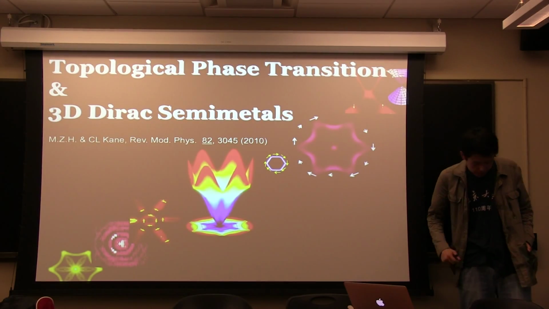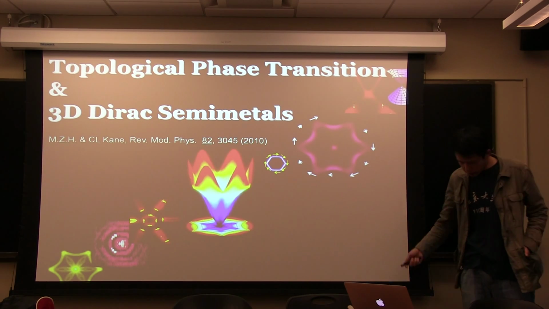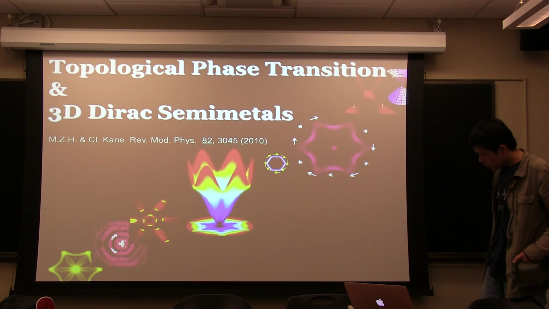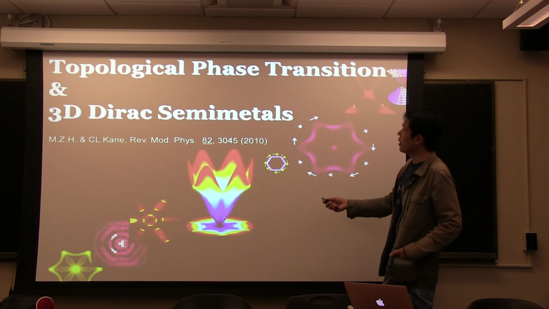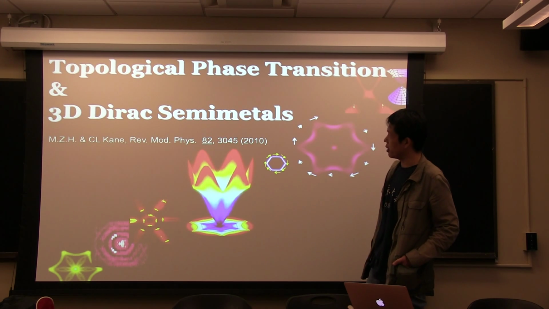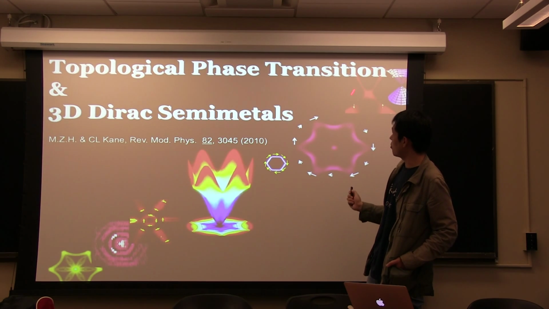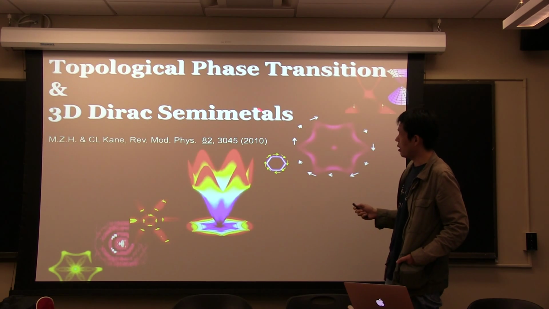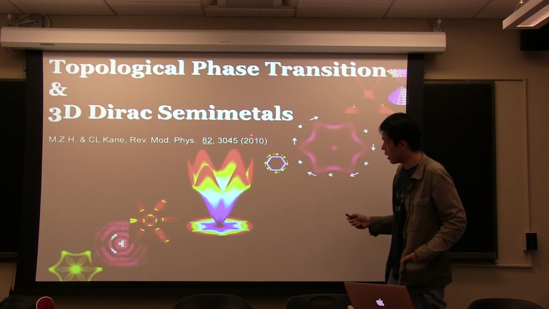We know that Weyl semimetals are very interesting, but how do we find one? This links back to an earlier work which we did, I think in 2011, which is to realize a topological phase transition in a topological insulator, and that gives rise to the 3D Dirac semimetal.